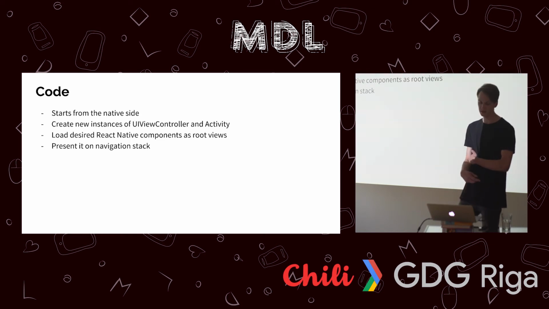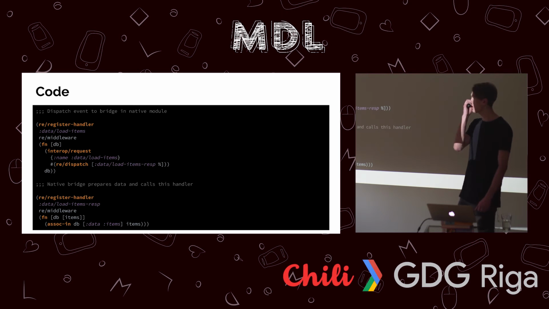So it all starts from the native code. We decide to present UI that's built with React Native. Our app creates controllers or activities, and we say that we want a root view, this collection view. So we tell the controller or activity instances to use this React component, and now it's our responsibility to present these controllers or activities on our navigation stack.